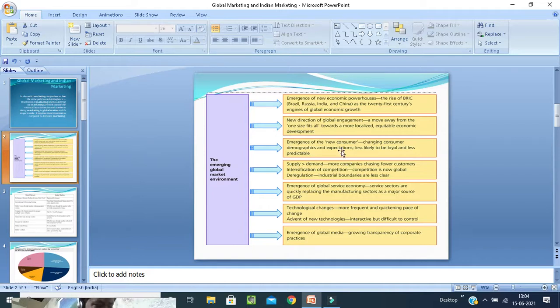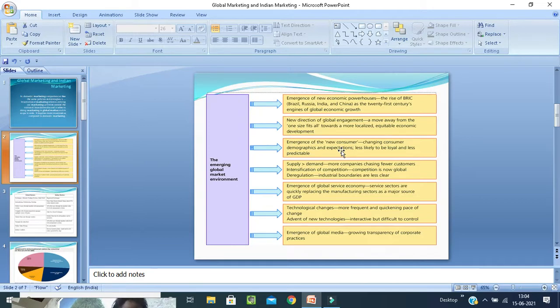Area of operation, where the area of operation will take place: it operates within the national boundaries. Its area of operation is limited, the Indian market. Whereas global marketing operates outside the geographical limit of the country, and the area of operation is boundaryless.